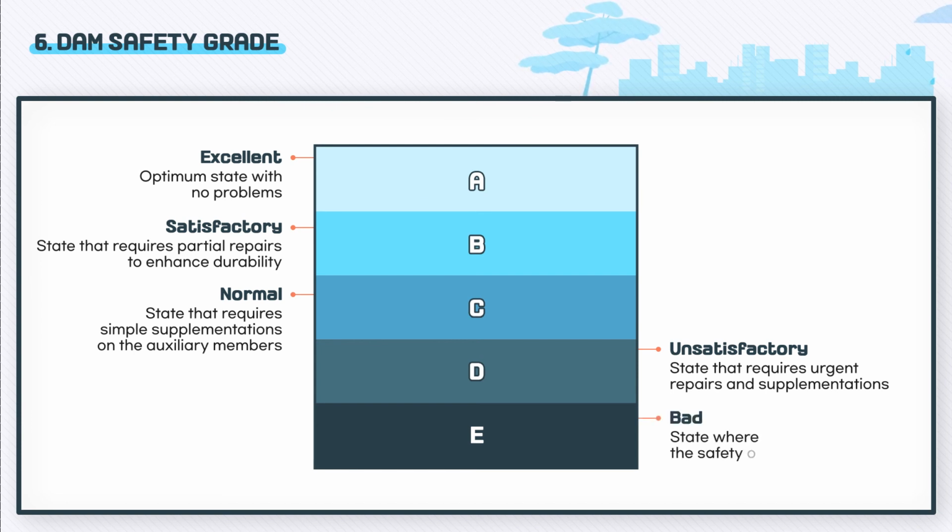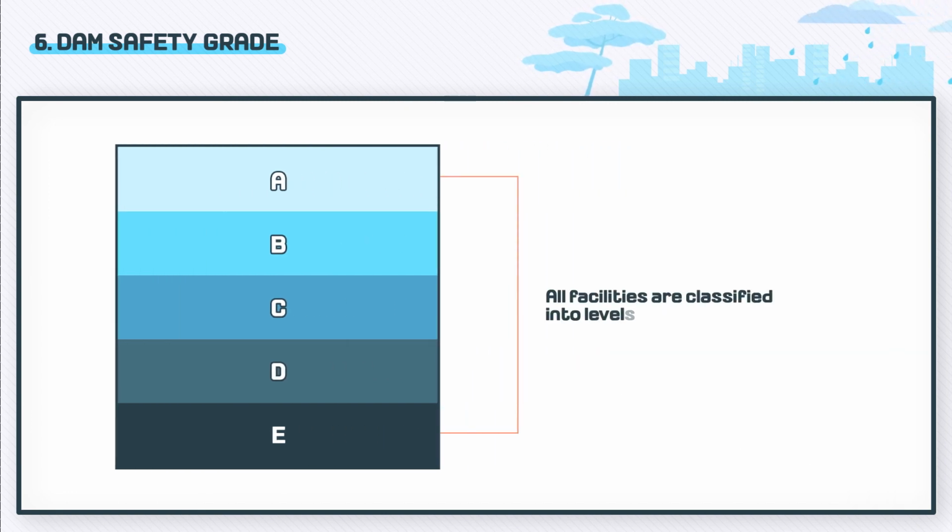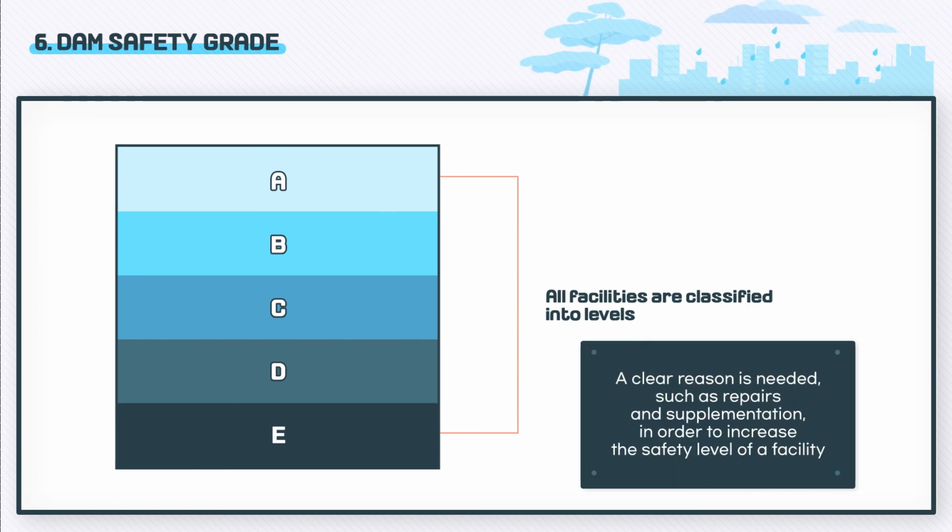And Level E refers to a bad state in which the safety of the facility is at risk due to severe defects. All facilities are inspected and classified into levels, and in order to increase the safety level compared to the previous inspection results, there must be a clear reason, such as repairs or supplementation.